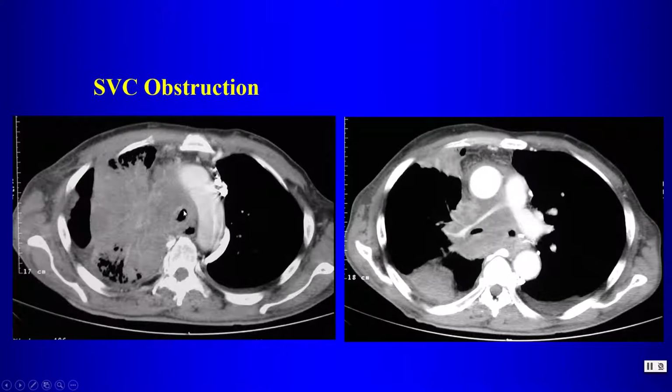Here's another example from lung cancer here. There's complete obstruction of the superior vena cava. Notice these collateral veins in the mediastinum with undiluted contrast. And here is the azygos vein here.